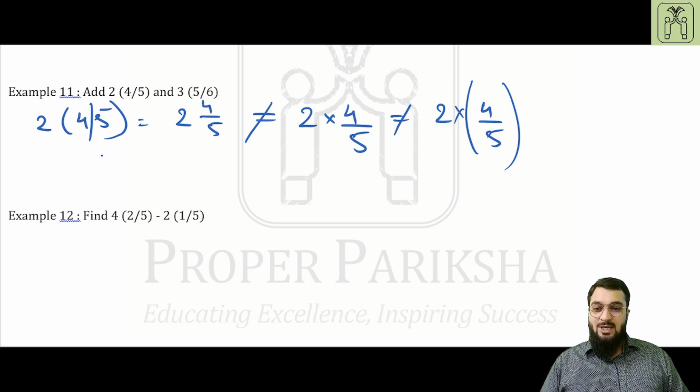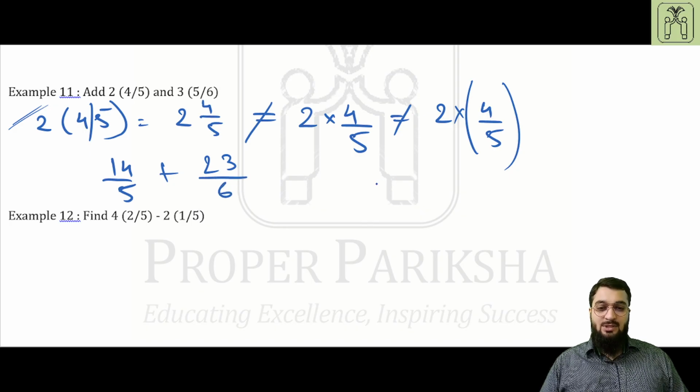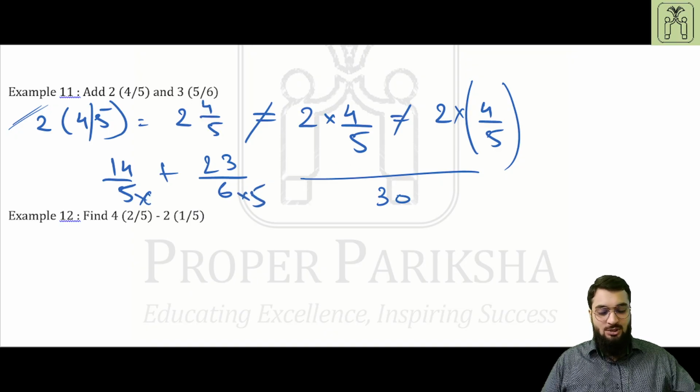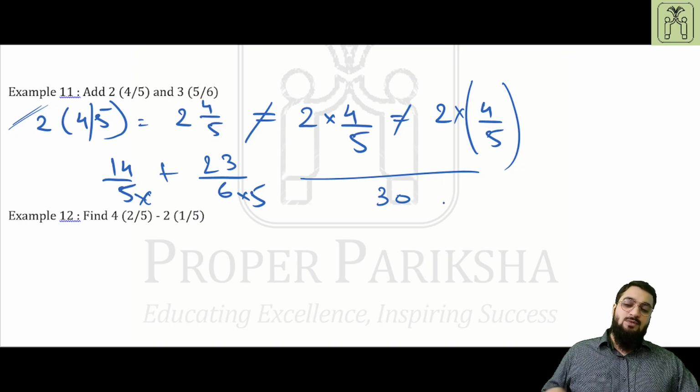Now we'll come to the part of adding. I've discussed this previously also. I discussed it again. So 2 4 upon 5 and 3 5 upon 6, what will we do? We'll convert it into an improper fraction. That will mean that 5 2s are 10 plus 4, 14 upon 5, and plus 3 5 by 6. So 6 3s are 18 plus 5, 23 upon 6. And we'll get the LCM, that will be 6 and 5, that is 30. So this will be 30 and this will be into 6 and this will be into 5. So 14 into 6, 23 into 5. You can do the calculation on your own. This is the process of how to solve it.